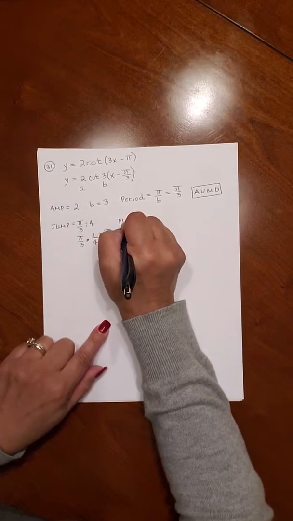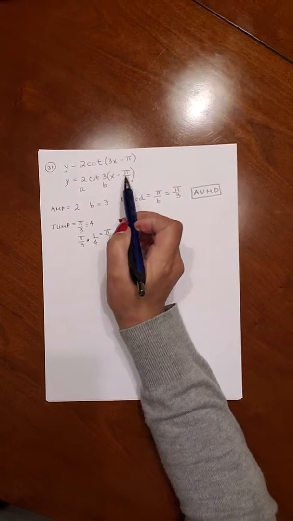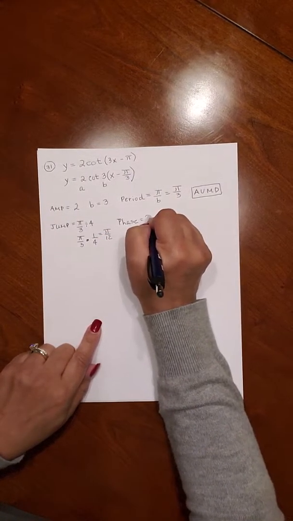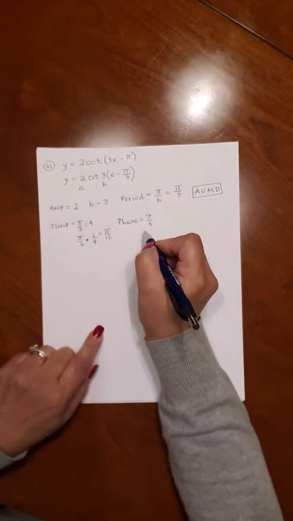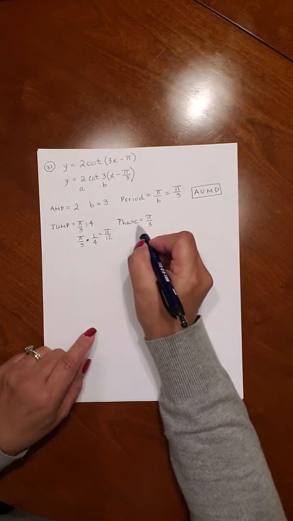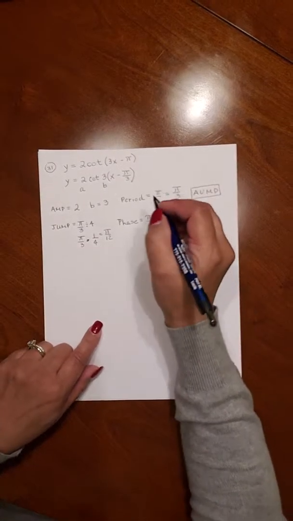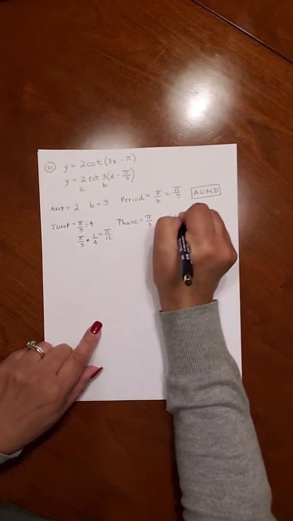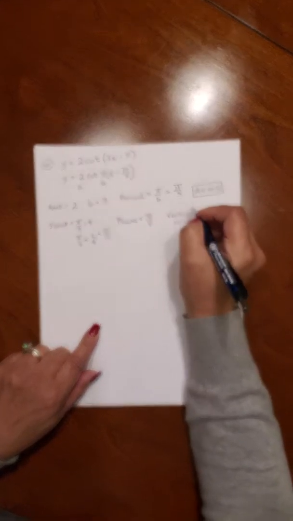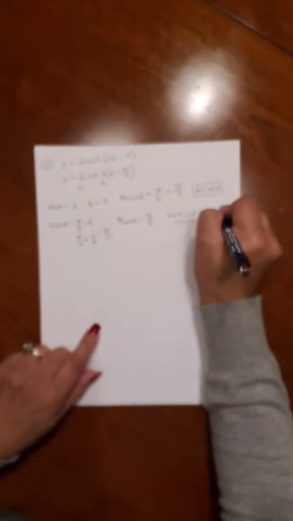The phase shift can be found by looking inside the parenthesis, the value that's with the x, and switching the sign on that number. So positive pi over 3 is our phase shift. So compared to the parent graph, which wouldn't have a phase shift, this graph is going to shift over pi over 3 to the right, positive pi over 3. But that'll all happen by way of the pattern. The vertical shift, if there was one, would be right out here, and there isn't one. So just none.